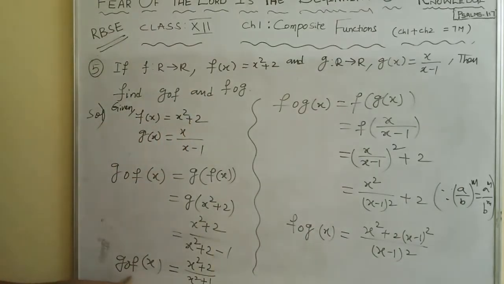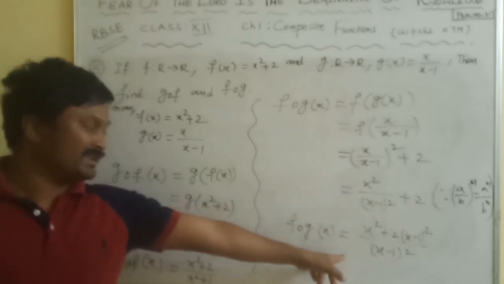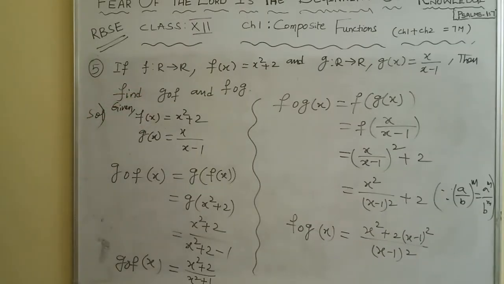So this is about your g circle f. It's nothing but x square plus 2 upon x square plus 1. And f circle g of x is x square plus 2 into x minus 1 whole square upon x minus 1 whole square. So this is about how to find g circle f and f circle g when f of x is equal to x square plus 2 and g of x is equal to x upon x minus 1. So this is about your complete fifth problem. I hope you all understood. Let's move on to the next problem again.